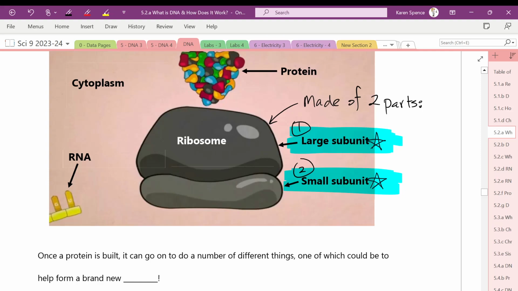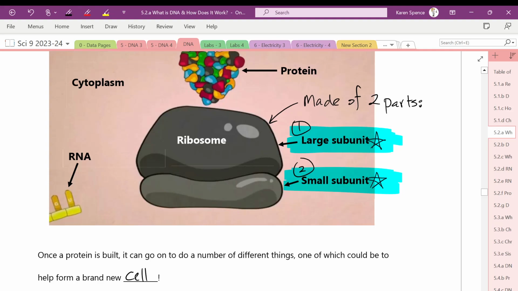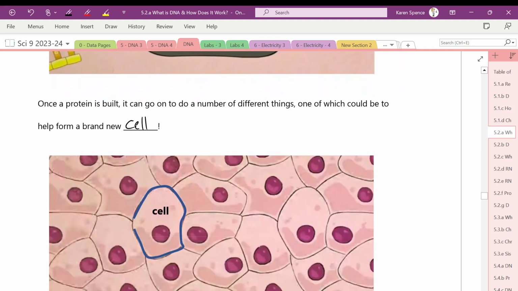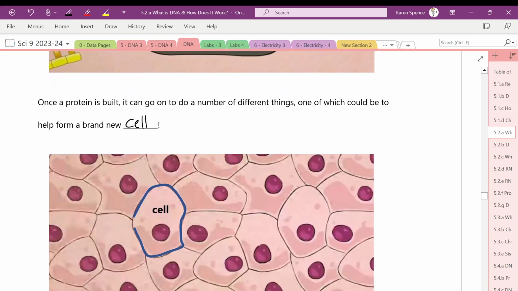Once a protein is built, it can go on to do a number of different things, one of which could be to help form a brand new cell. Ooh, look, there's a cell. And do you see all those cells? They all kind of look like each other. That would form a tissue, okay?